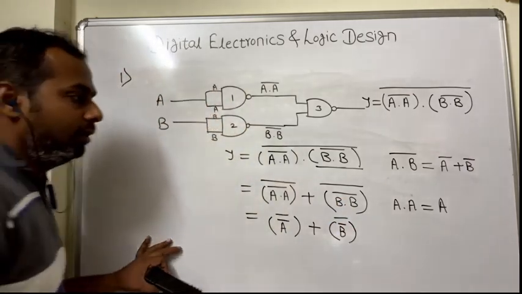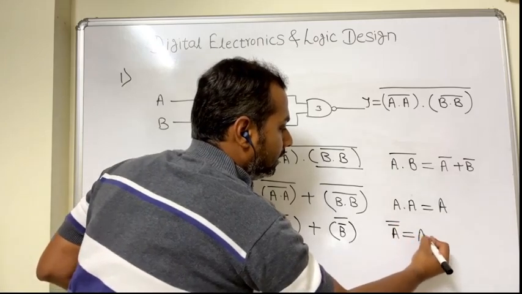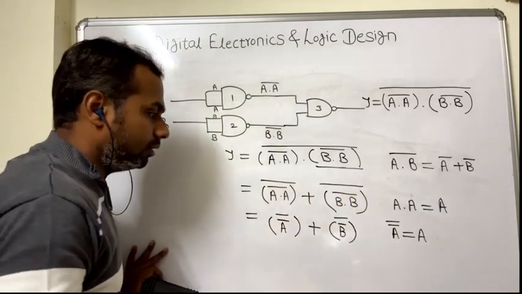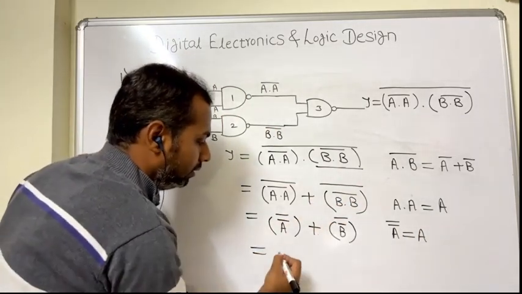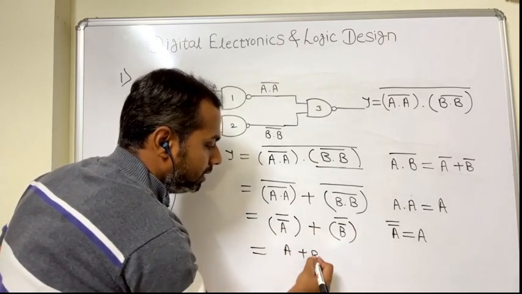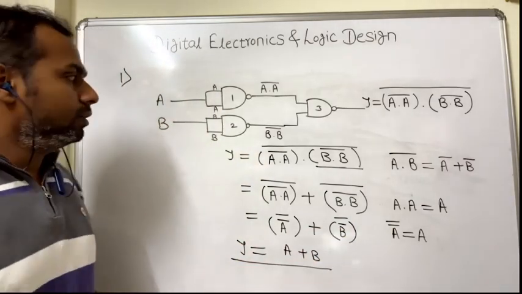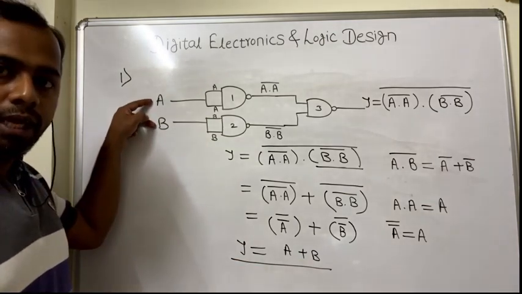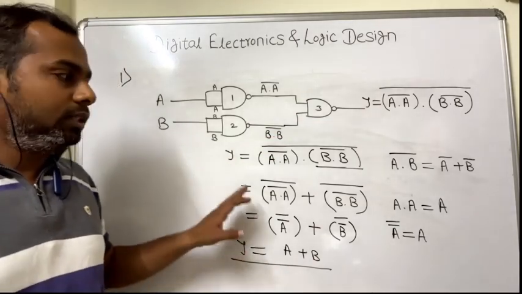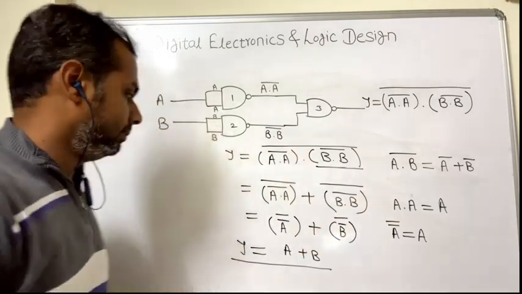Again we are aware of the rule, if any variable is having double complement, write only A. The result is its equivalent uncomplemented term. So if I apply that rule here, A double complement means A plus B double complement means B, and finally we are getting Y equal to A or B. So what is this? We are having two inputs A, B for NAND gate, and at the end we are getting output as OR gate. So this is the realization of basic OR gate using NAND gate.